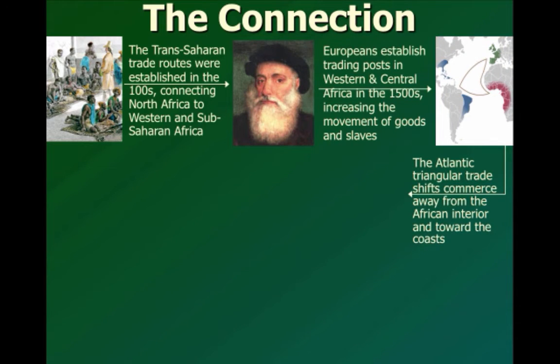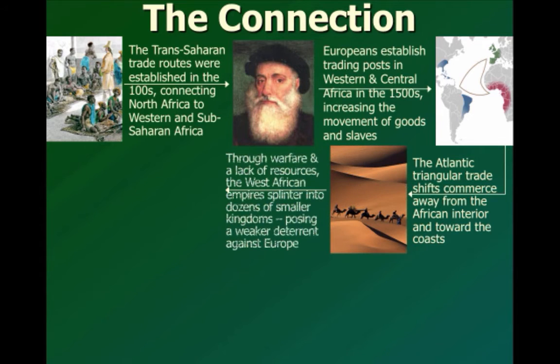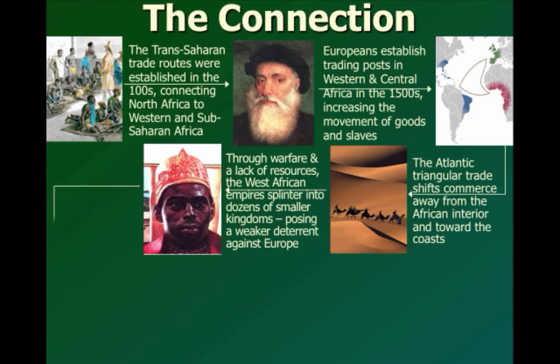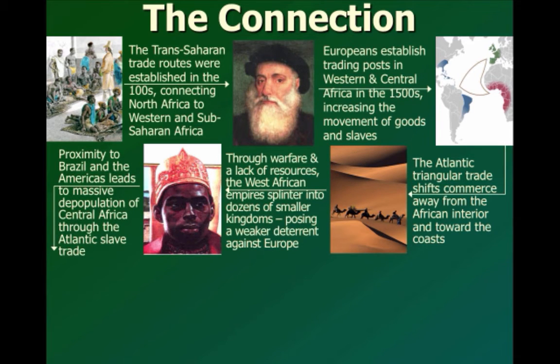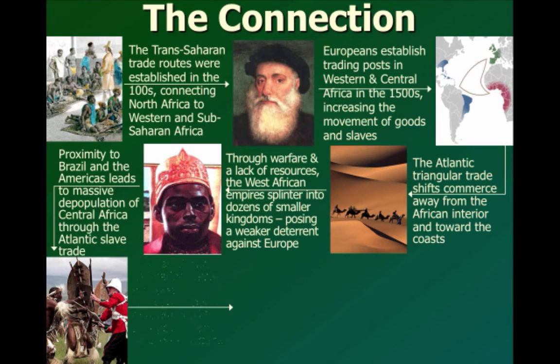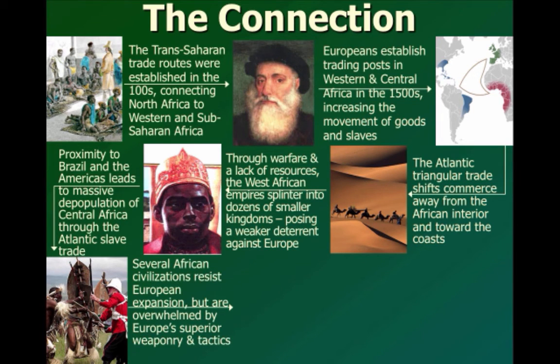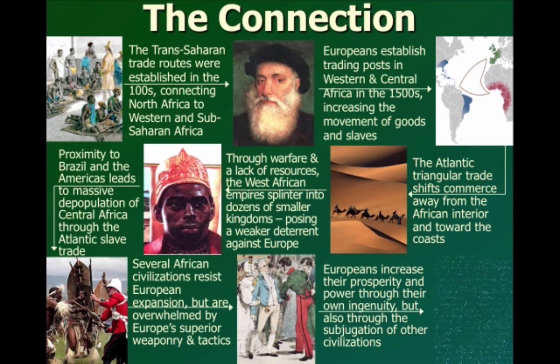The Atlantic triangular trade shifted commerce away from the African interior and toward the coast. Through warfare and a lack of resources, the West African empires splintered into dozens of smaller kingdoms, posing a weaker deterrent against Europe. Proximity to Brazil and the Americas led to massive depopulation of Central Africa through the Atlantic slave trade. Several African civilizations resisted European expansion, but were overwhelmed by Europe's superior weaponry and tactics.